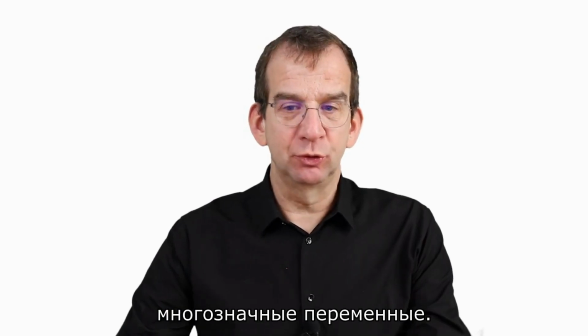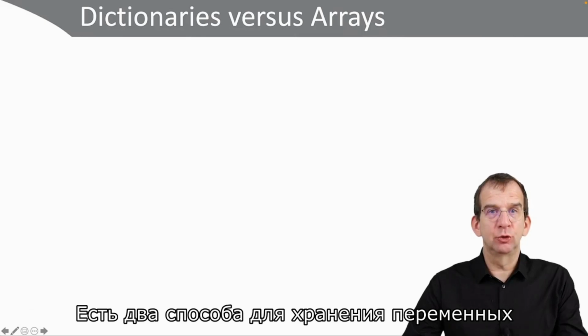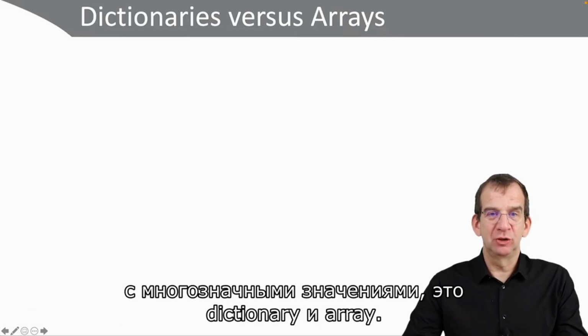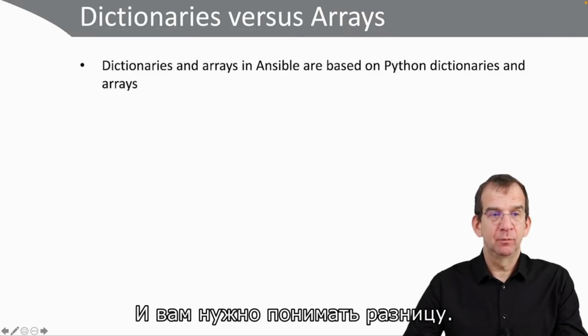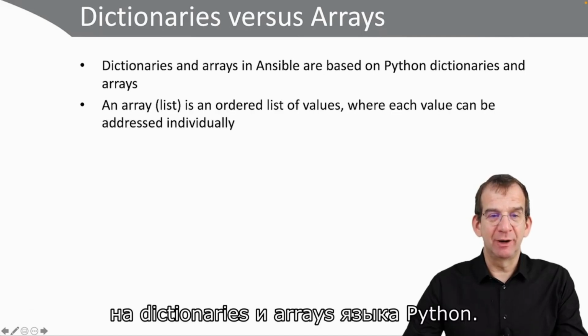In this video we are going to explore multi-valued variables. So what is going on? Well, there are two ways to store variables with multiple values, the dictionary and the array. And you need to understand the difference. Dictionaries and arrays in Ansible are based on Python dictionaries and arrays.